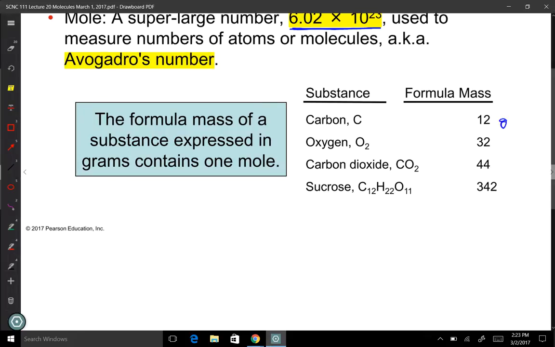And sucrose is a sugar. This is its chemical formula. It's 12 carbons, 22 hydrogens, and 11 oxygens. It's kind of a complicated molecule. It has a total of 342 protons plus neutrons in it. So if I have 1 mole of sucrose, how much mass does it have?